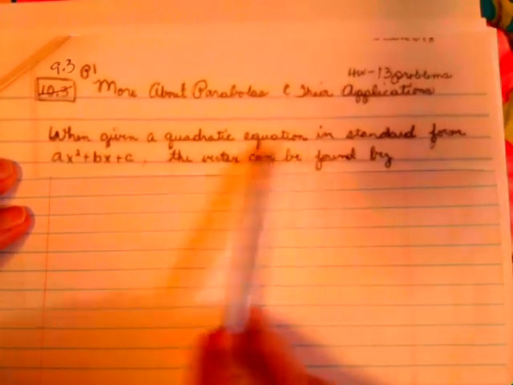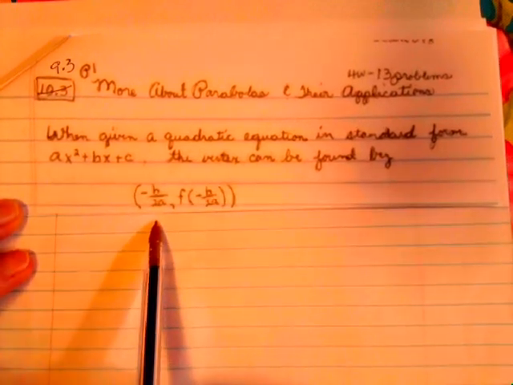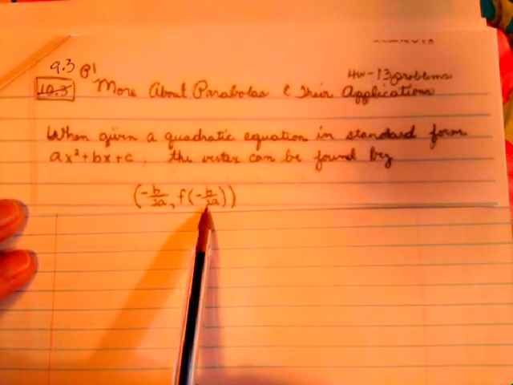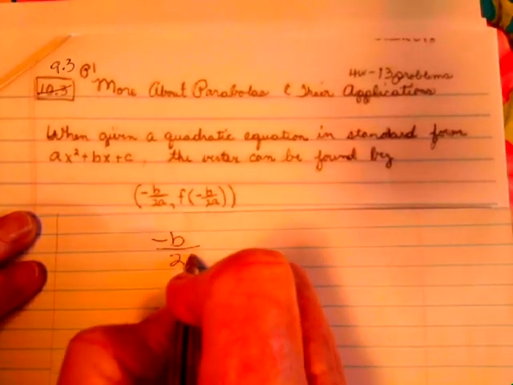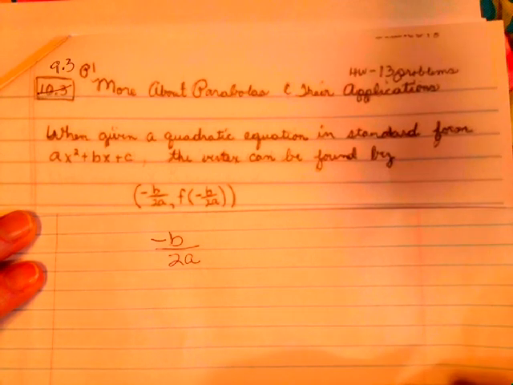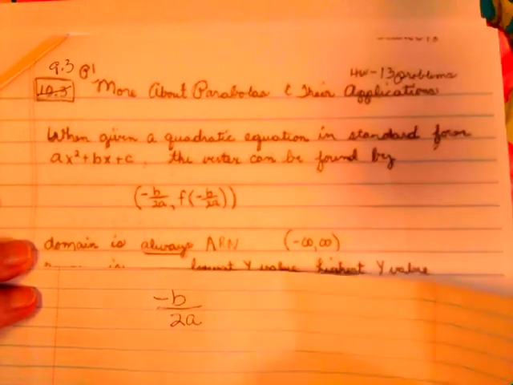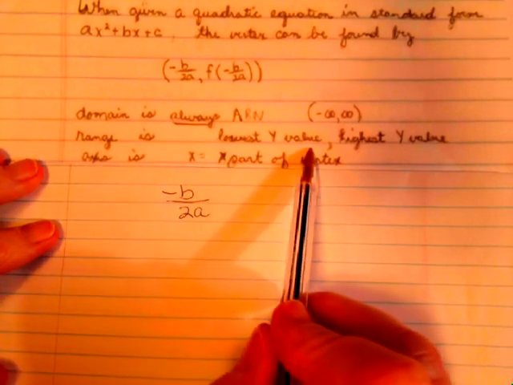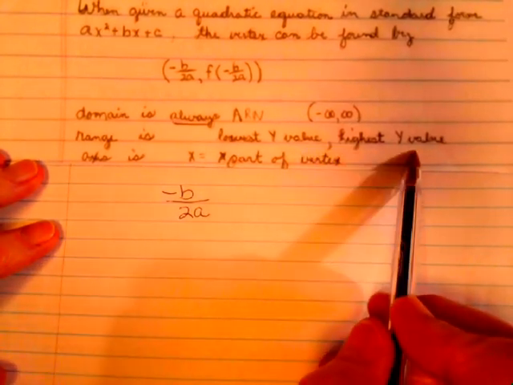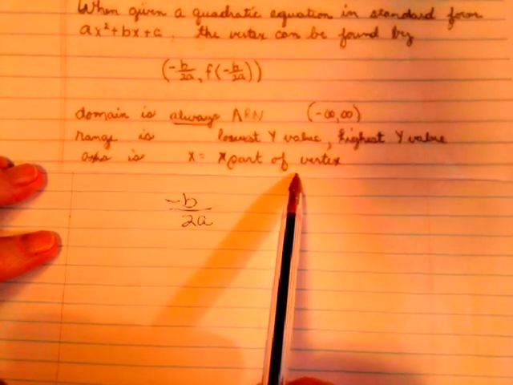When given a quadratic equation in standard form, the vertex can be found by this. Negative b over 2a gives you the x part of the vertex. Plug that back into the function to get the y part. The domain is always all real numbers. The range is the lowest y value to the highest y value. The axis is x equals the x part of the vertex.